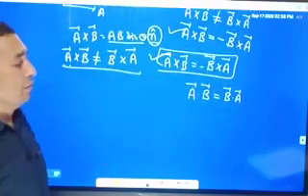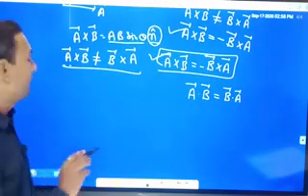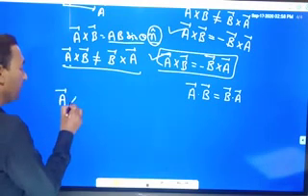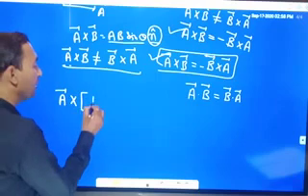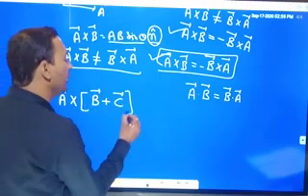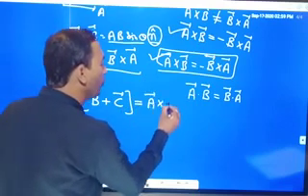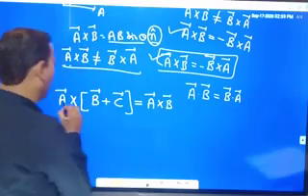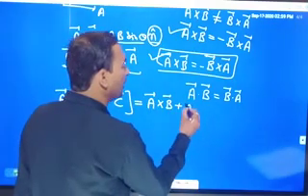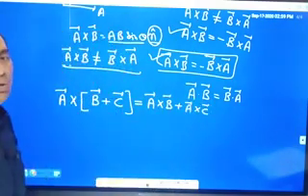नेक्स्ट इज वेक्टर प्रोडक्ट का डिस्ट्रीब्यूटिव लॉ. डिस्ट्रीब्यूटिव लॉ इज A वेक्टर क्रॉस प्रोडक्ट विद सम ऑफ टू वेक्टर्स B वेक्टर प्लस C वेक्टर, देन इट ओबे डिस्ट्रीब्यूटिव लॉ: A वेक्टर क्रॉस B वेक्टर प्लस A वेक्टर क्रॉस C वेक्टर. ऐसे लिख सकते हो आप उसको. ये डिस्ट्रीब्यूटिव लॉ को क्या करता है?